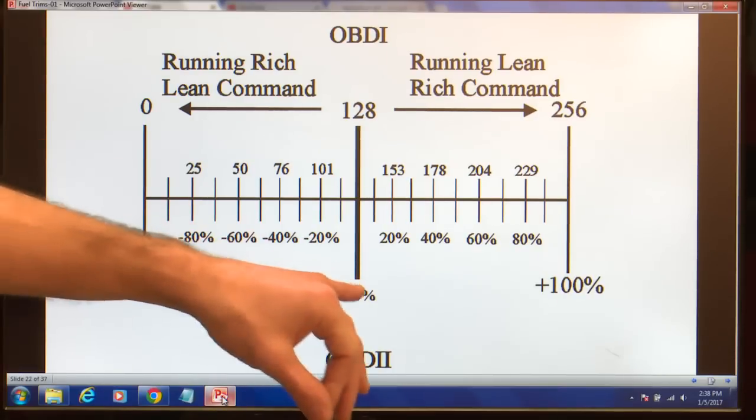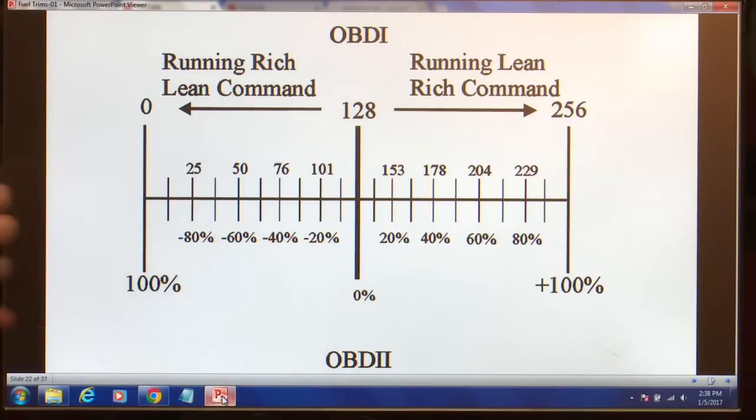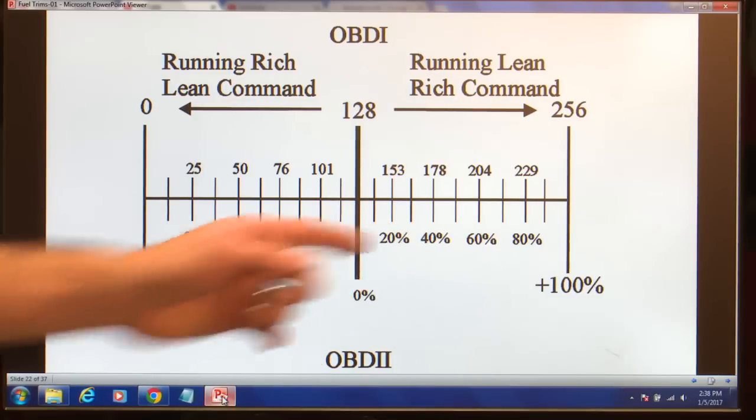When we drop below that, so let's say we're at negative 20, we are now subtracting away fuel. We're taking fuel away. The computer says, hey, I'm noticing a rich condition. Let's take away fuel and see if we can correct this. Same thing with running lean. It's going to add fuel.